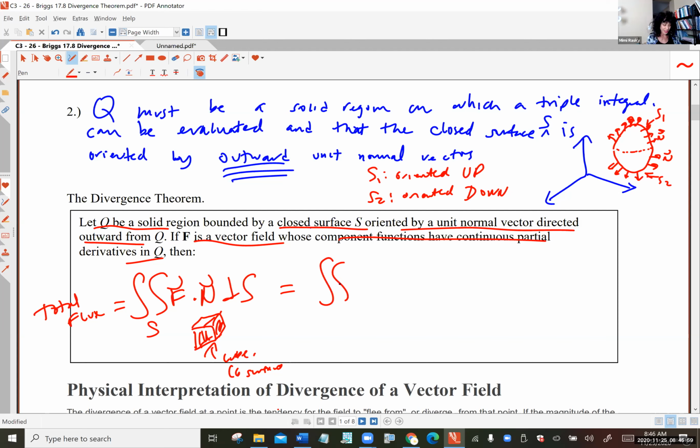But here's the cool thing about the divergence theorem. You only need one integral for the entire solid. And you do a triple integral though. So you got to be good at triple integrals.